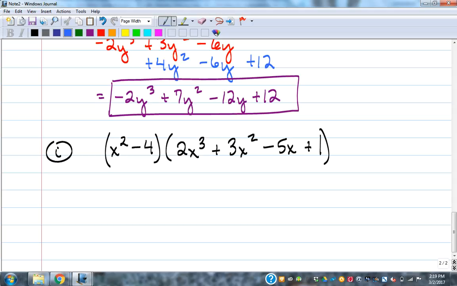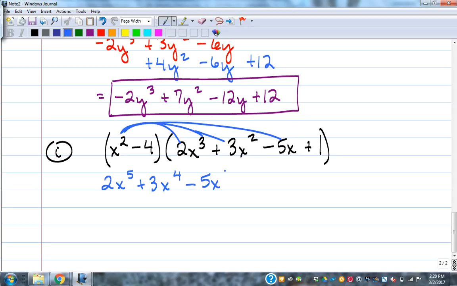So what are we distributing first? X squared. X squared goes to everybody in the second parenthesis. So that's going to be 2x to the what? X squared times that, fifth, and then the next piece, plus 3x to the fourth, minus 5x to the third, and then plus 1x squared.